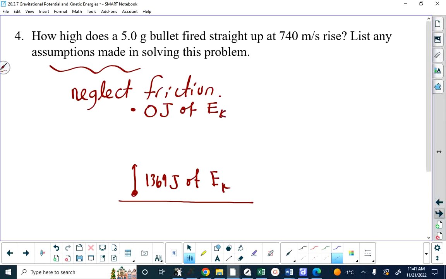I think you know the answer to this question, but give it some thought. Where did the kinetic energy go? Because I'll tell you what, if we continue watching it, it's going to reach the ground again with that much energy. So the kinetic energy comes back. Where is it at the top? It's gravitational potential energy, which, by the way, there's 0 joules of gravitational potential energy at the bottom. Up here, there must be 1,369 joules of gravitational potential energy.